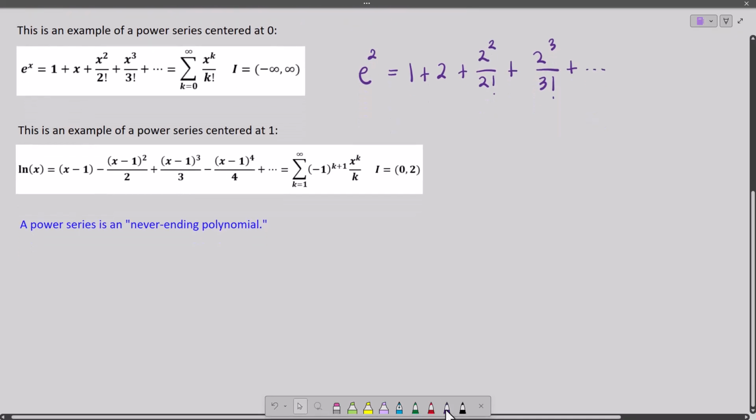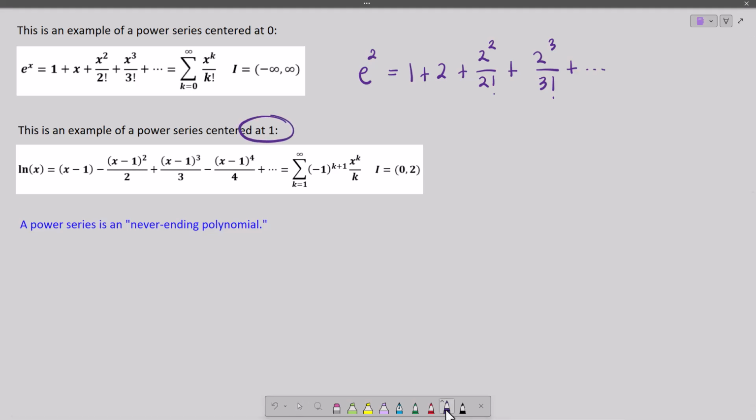Here's another power series. This power series is centered at 1, not 0. This one is centered at 0. There's not an x minus or an x plus anything, so it's centered at 0. This one is centered at 1 because we have x minus 1 in all those power positions. So that one's centered at 1. This one had a domain or an interval of convergence that was very big. The whole real line. Didn't matter.